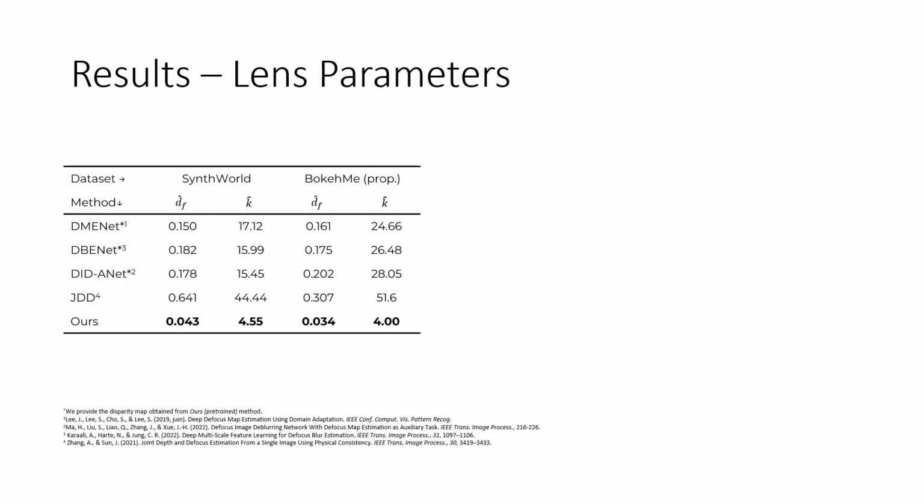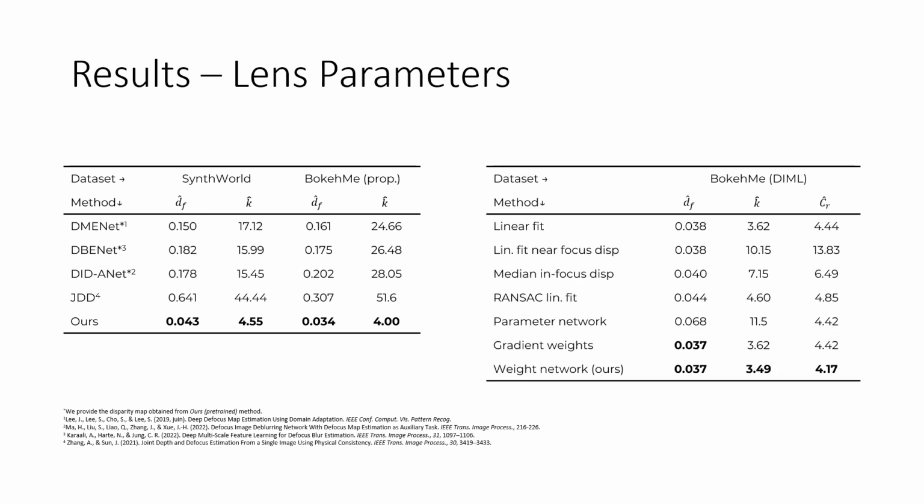But our final goal was to recover the two camera parameters, the disparity of focus, f, and the blur factor, kappa. In the left table, we compare our method against doing a linear fit on the defocus estimation from other networks, to which we provide a baseline disparity estimation. Our robust joint method provides a much better parameter estimation. In the table on the right, we compare our approach with other strategies to recover the parameters from the 2D disparity and defocus maps, such as the baseline linear fit in the first row, or training a neural network to estimate the parameters directly in the fifth row. Our weight network in the last row seems to be the best strategy.